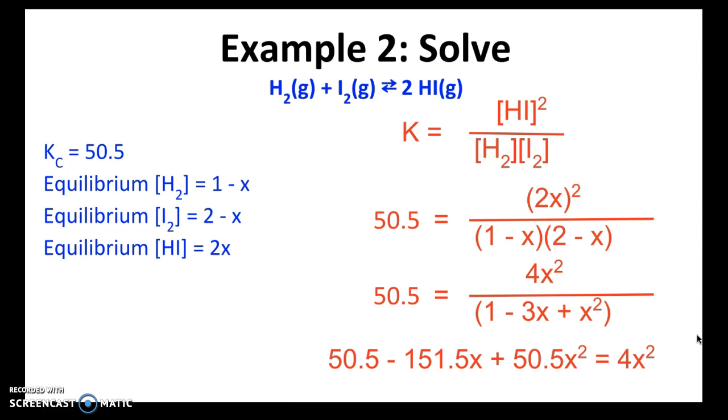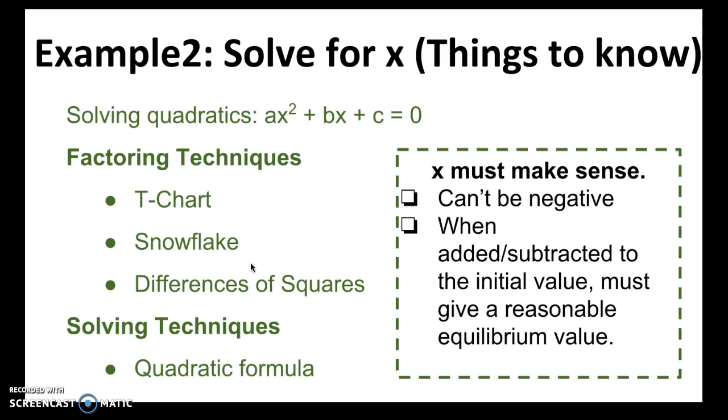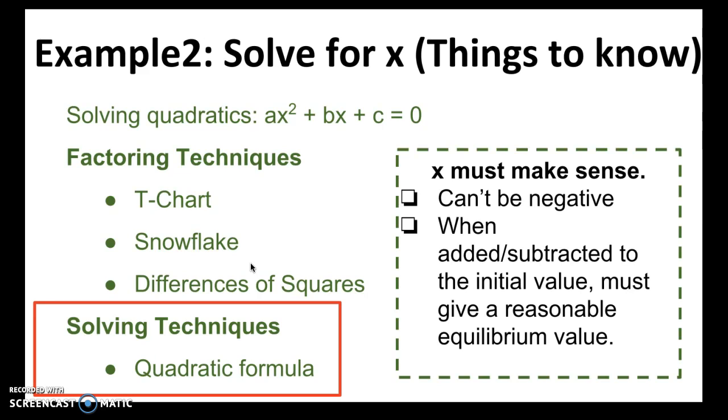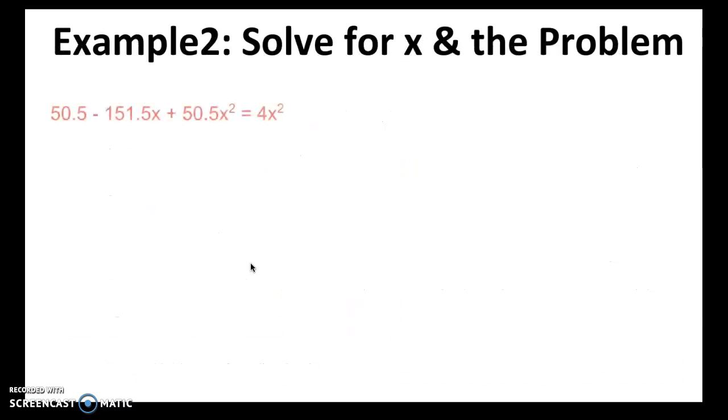Cool. So now that all that's done, how do we solve for x? Because we need to know what x is in order to plug it into these expressions. Well, you could use some factoring techniques, but T-chart, snowflake, and difference of squares only really work in certain cases, and most of the ones that you'll see, this won't work for. So the easiest thing to do is just use the straight quadratic formula because it solves it automatically. And it's kind of simple once you get used to using it. So this is what we ended up with after we plugged in our equilibrium values and cross multiplied to get rid of the fraction. We have this here.